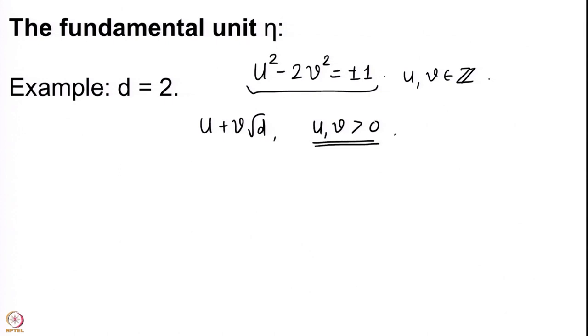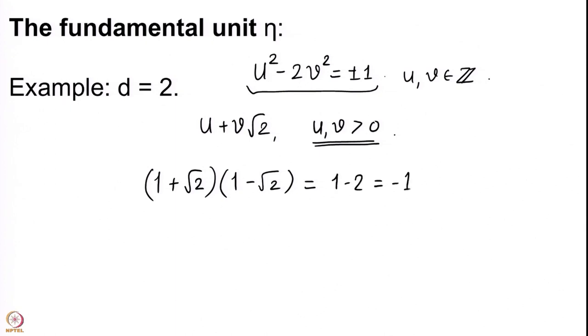So, we should start with the first one, which is 1 and 1. So, we will look at, remember our d is equal to 2. So, 1 plus root d, root 2 alone is not a unit. We will look at 1 plus root 2. Is this a unit? We multiply by its conjugate and we get this to be 1 minus 2, which is minus 1. Bravo, we obtained a unit, and this is clearly the smallest unit.